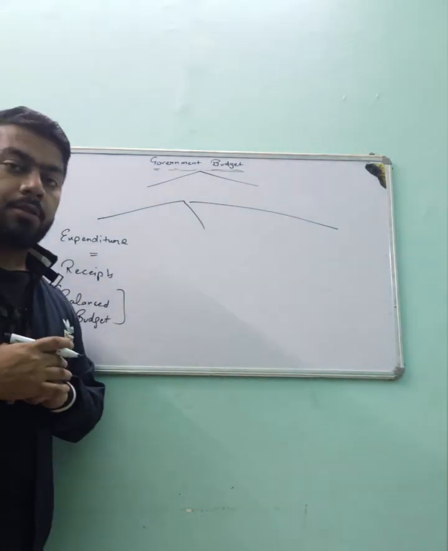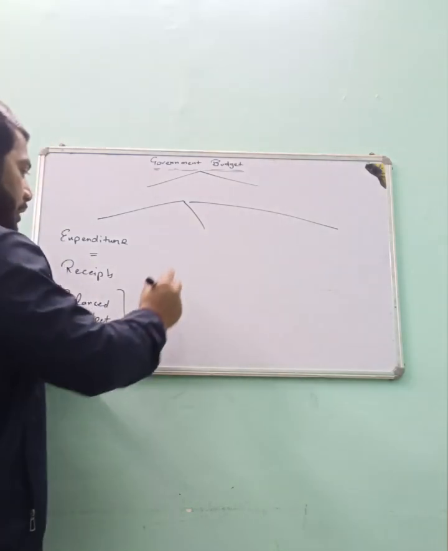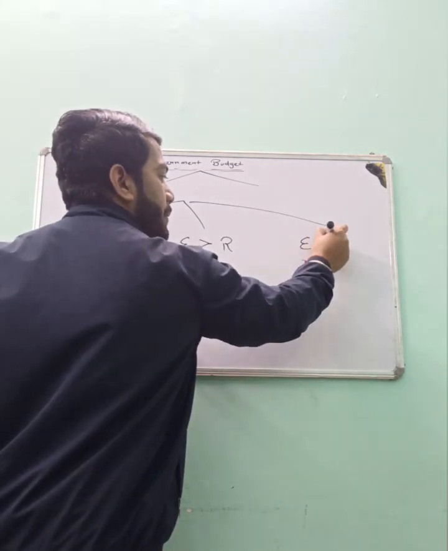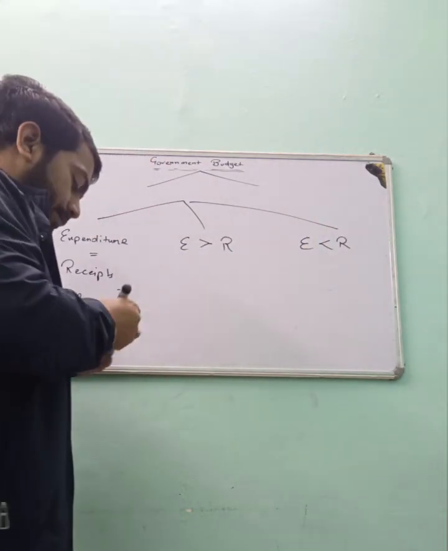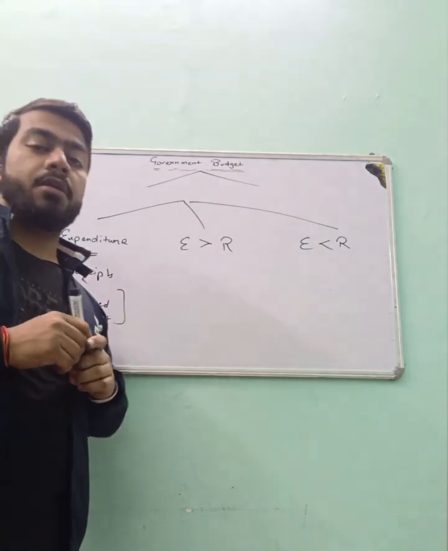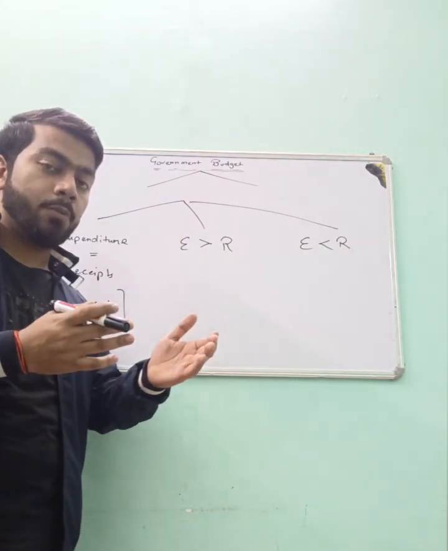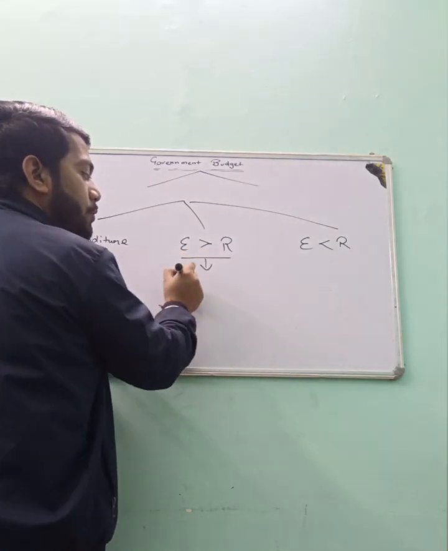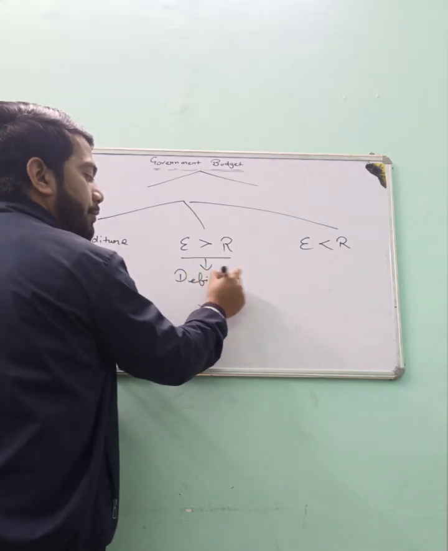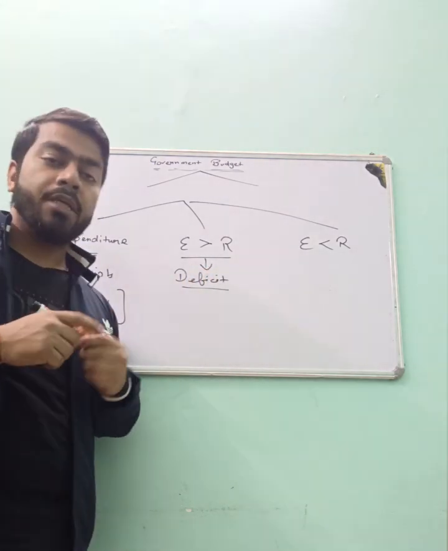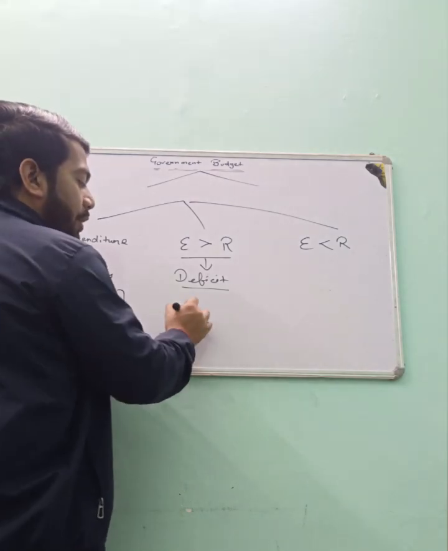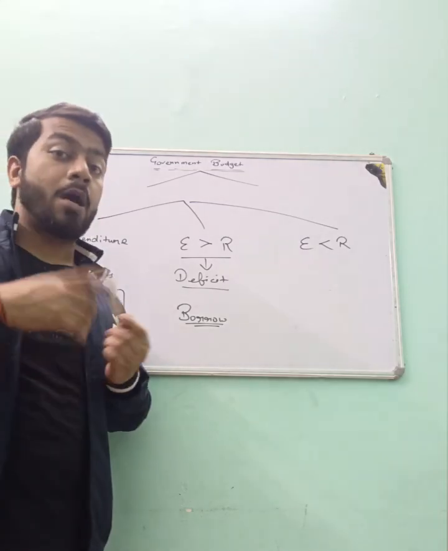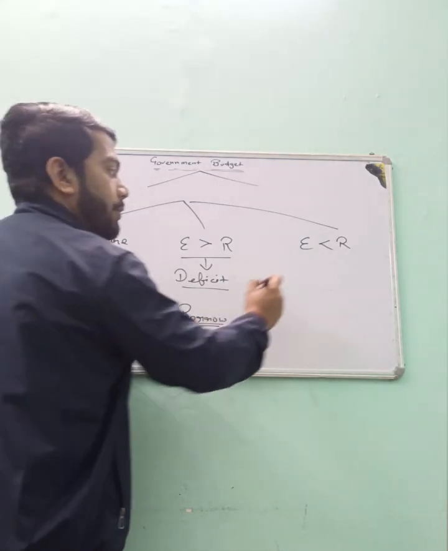But there are two other things also: if expenditure is greater than receipts, or if expenditure is less than receipts. If expenditure is greater than receipts, it means we have to spend more and we are receiving less money. It is called a situation of deficit. What do we have to do in this kind of situation? We have to borrow money from outsiders or from the private sector.